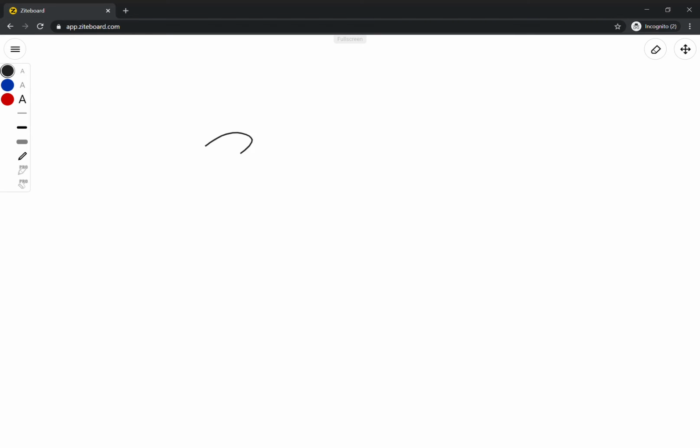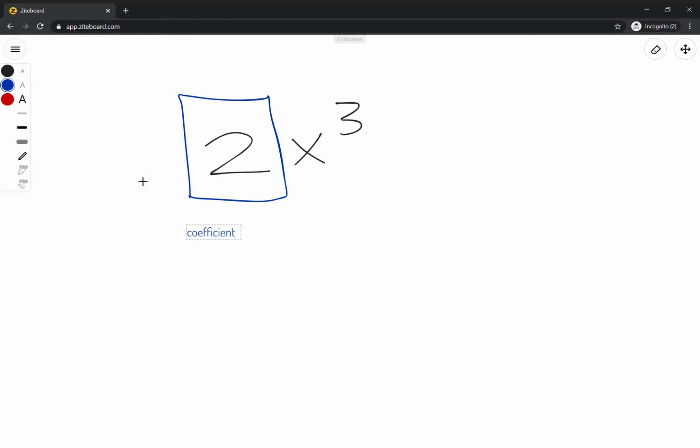So let's say we have the term 2x cubed. There are three things that can be extracted from this. So the first thing, which I boxed in blue, is known as the coefficient. The coefficient is in front of the variable and the exponents, and it kind of refers to how much, or like the number of values that there are. We're going to show a visual after this so you can really understand what that means.